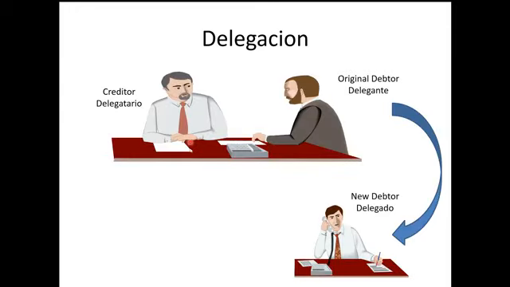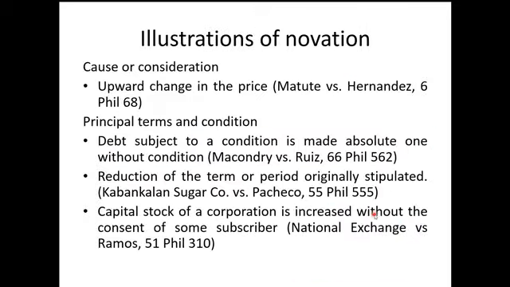Okay, punta tayo dito sa other terminology. Creditor, original debtor, new debtor. Ang other term sa creditor is delegataryo. Original debtor is delegante, and the new debtor is the delegado. Okay, some illustration of novation as to cost or consideration, upward change the price. Halimbawa, ang original price is 1 million. Subsequently, in-increase nyo ng 1.2 million.